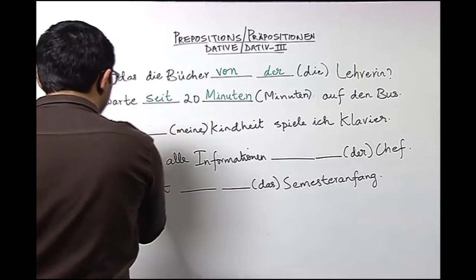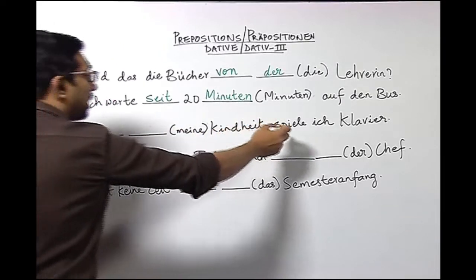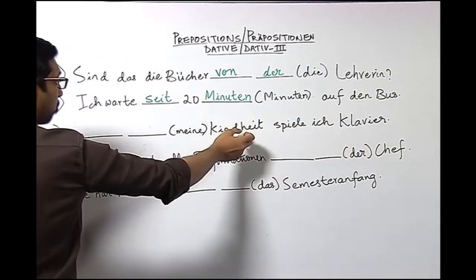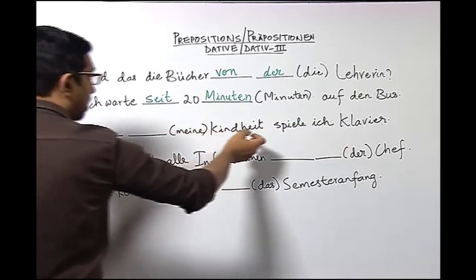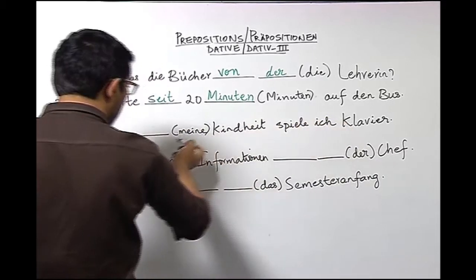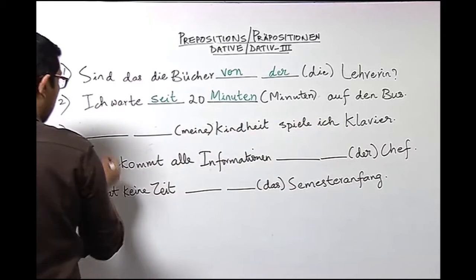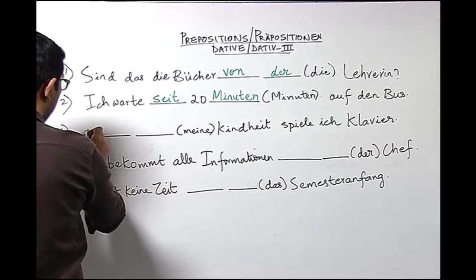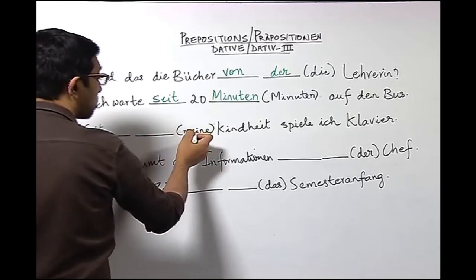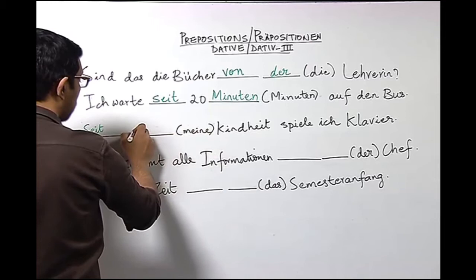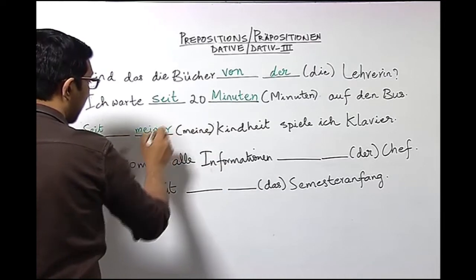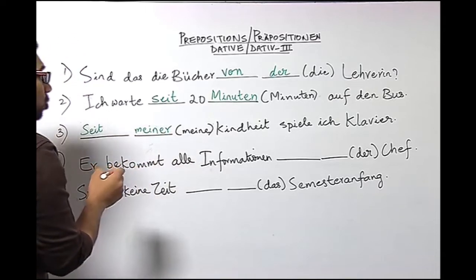Now in sentence number 3, meine Kindheit spiele ich Klavier. Klavier means piano. Kindheit means childhood. Now here I am talking about an activity which I have been doing since my childhood, and since it's an action which is still continuing in the present tense, we use the preposition seit, and here we have the possessive article meine, which, as you know, in dative becomes meiner. Seit meiner Kindheit spiele ich Klavier.